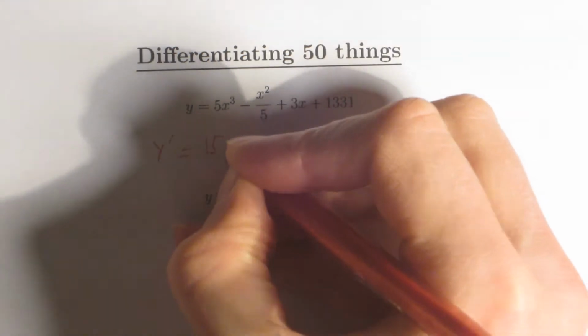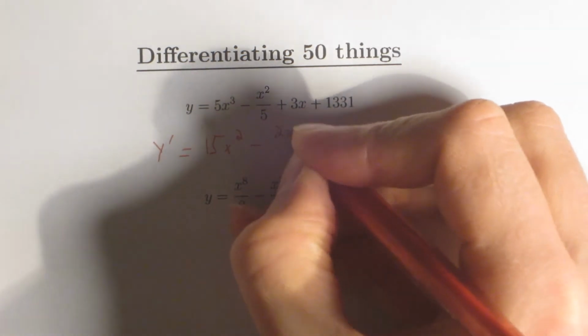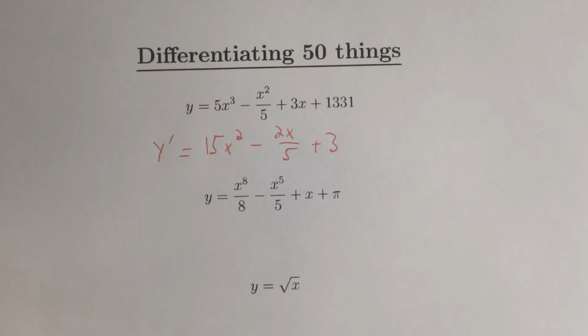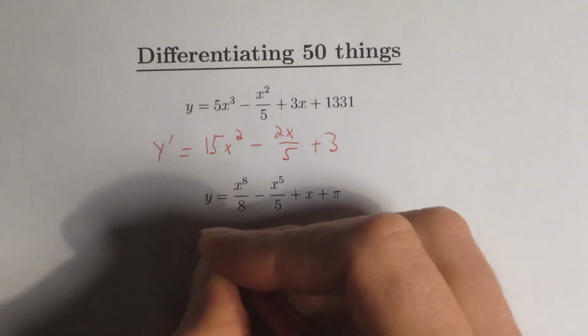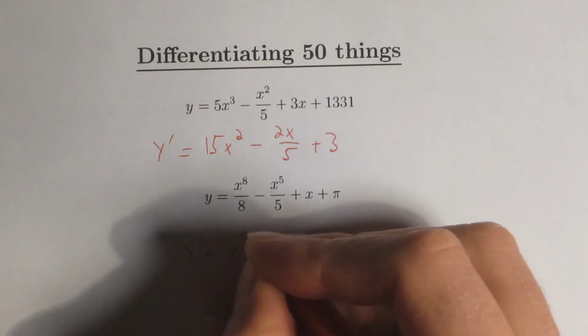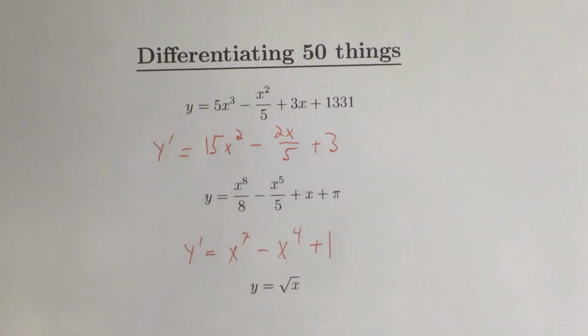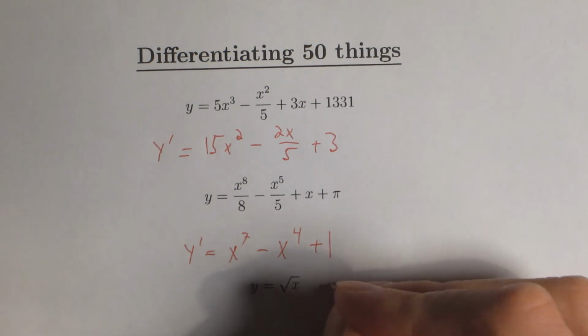Here the derivative y prime is 15x squared minus 2x over 5 plus 3. Here y prime is x^7 minus x^4 plus 1. Pi being a constant differentiates to 0.